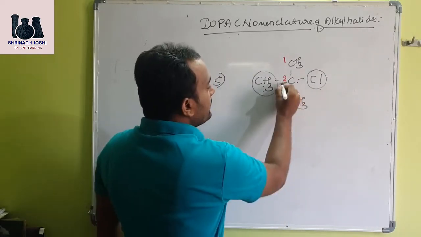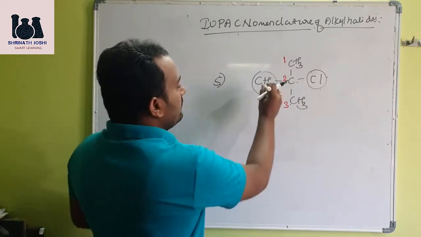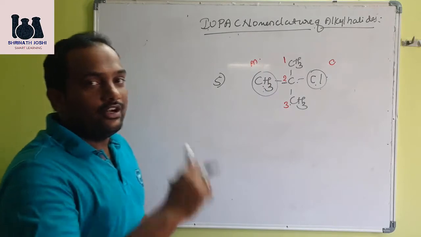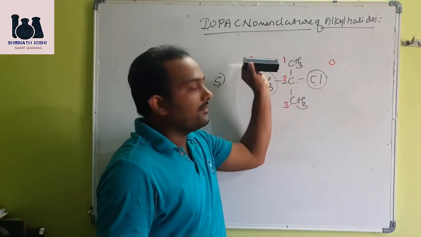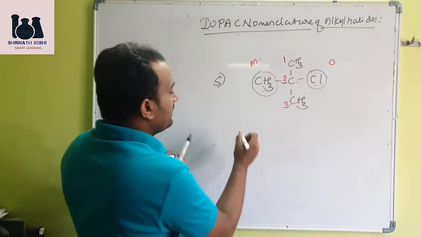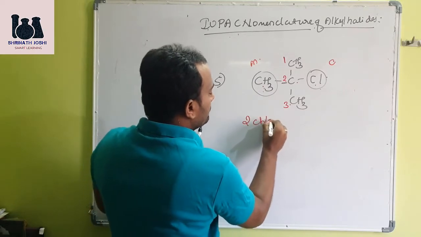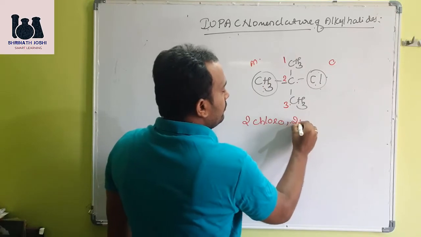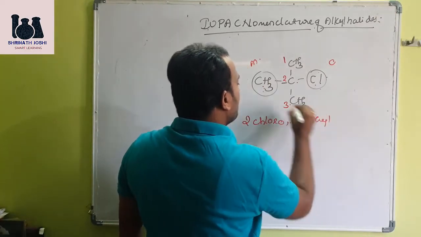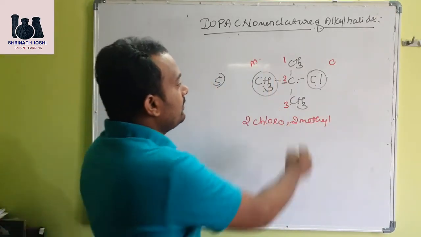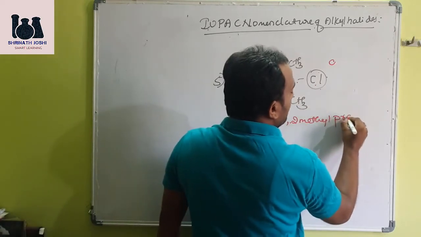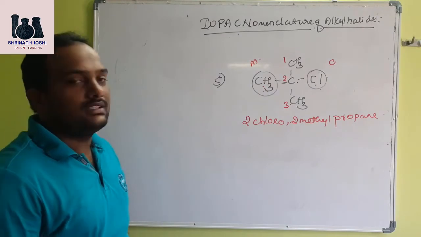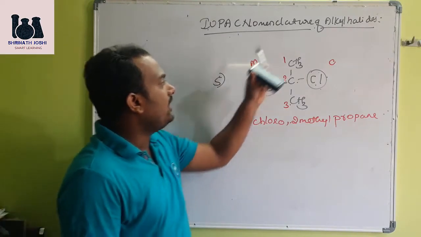Both are attached to which carbon atom? 2. Now, methyl starts with M, chloro starts with C. Alphabetically you have to go. Which comes first? C or M? C comes first. Therefore, I write 2-chloro. Correct? Because chlorine is at what position? Second. Comma. 2-methyl. Because the methyl group is also at what position? Second. What is the longest chain? It is propane. Therefore, the name of the compound is 2-chloro-2-methylpropane, the accurate name for this alkyl halide.